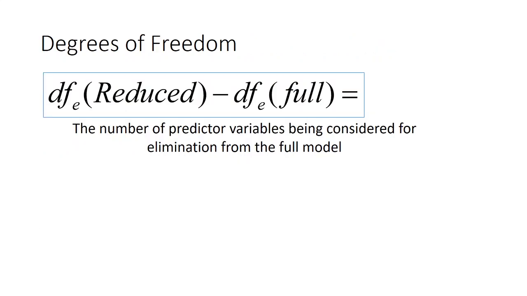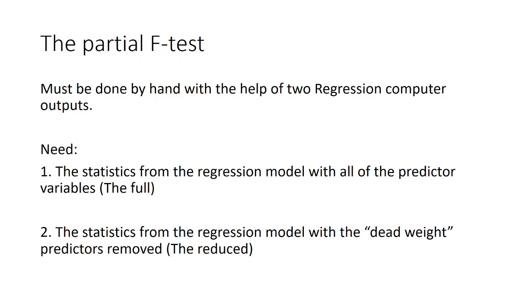You might ponder that fact as you go through here. The degrees of freedom reduced minus degrees of freedom full, which is in one of the denominators, is just the number of predictor variables being considered for elimination. I think that's much easier than doing the subtraction, although you're free to do the subtraction if you want. So let's take a look at the partial F test. You do have to compute this by hand with the help of 2 regression computer outputs, so a lot of the hard work is done for you. You just have to put in some numbers and divide.